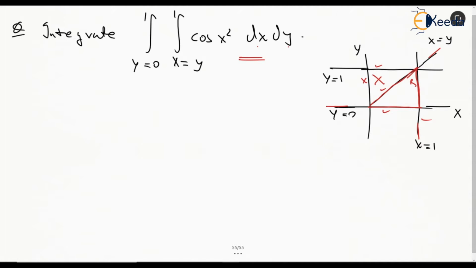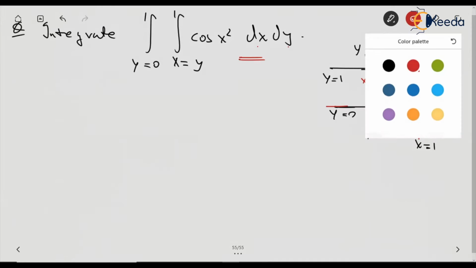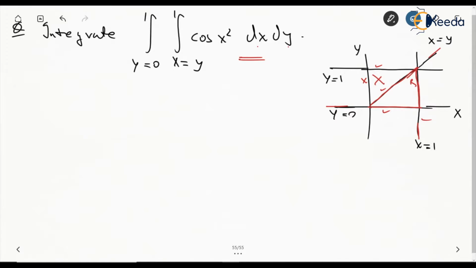But now that we have to change the order of this integration, instead of dx dy, we have to make it dy dx. It should be cos x square dy dx. So we'll have to check the limits of y and then limits of x.